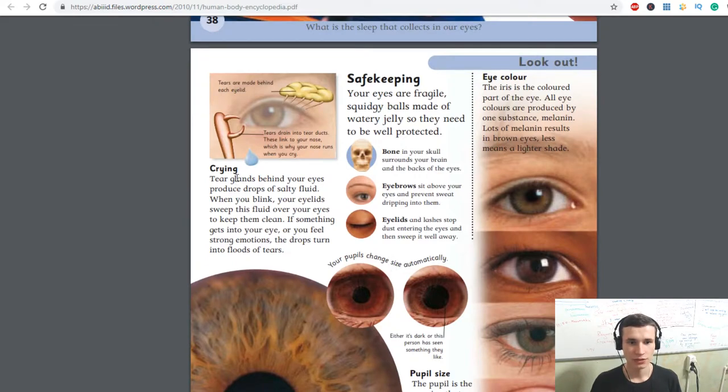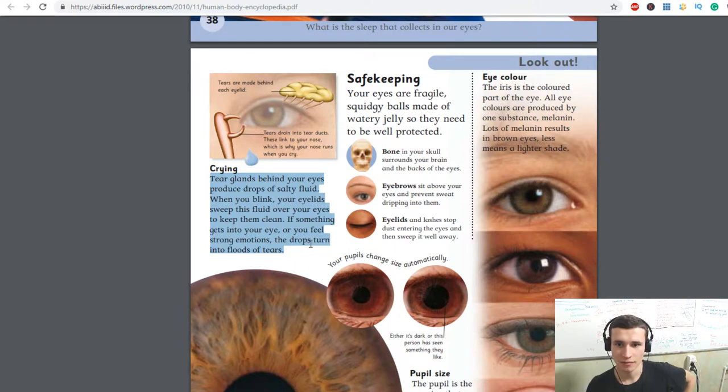Okay. Tear glands behind your eyes produce drops of salty fluid. When you blink, your eyelids sweep this fluid over your eyes to keep them clean. If something gets into your eye or you feel strong emotion, the drops turn into floods of tears.